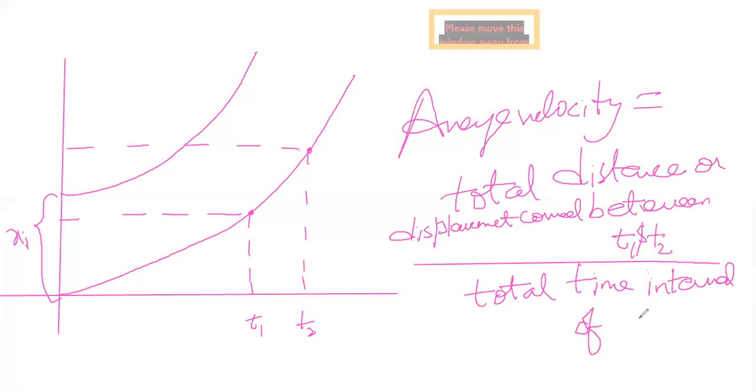Time interval between T1 and T2. Time interval means it's understood clearly. T2 minus T1 is T. So if you write that as a formula, what will this distance be?